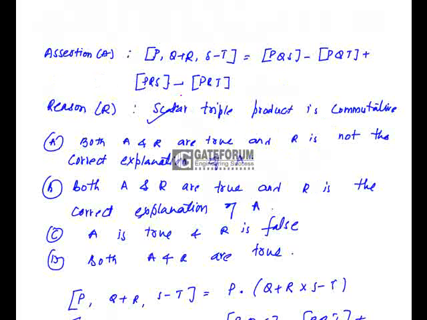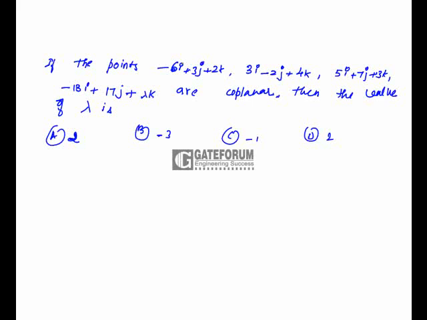Yes, scalar triple product is commutative. So assertion is true and reason is true, but reason is not the correct explanation of assertion, because we are not using only the commutative property here. So the answer is B.